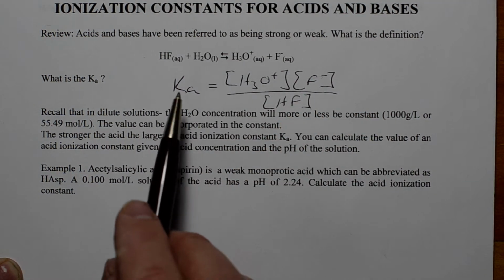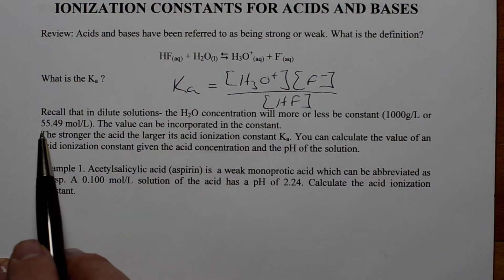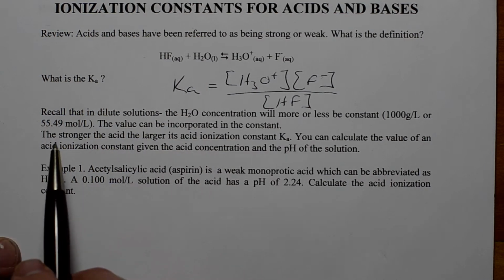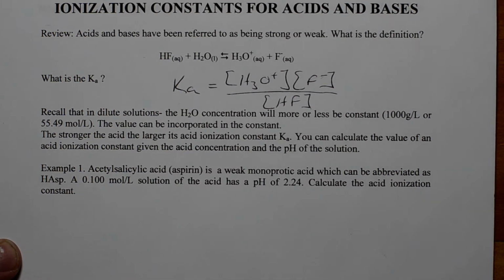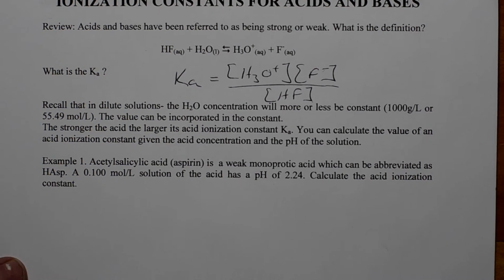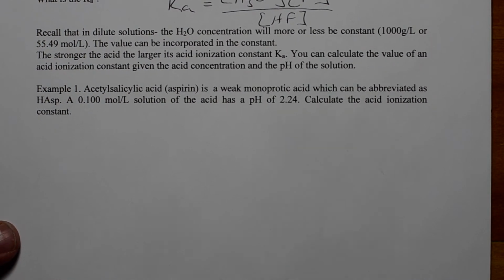Once again, let's just remember that water has a constant concentration of 55 molar, so because it's constant, it's rolled into the constant for the Ka. The stronger the acid, the higher the value for Ka. Okay, now let's go to some examples of problems that we can do.